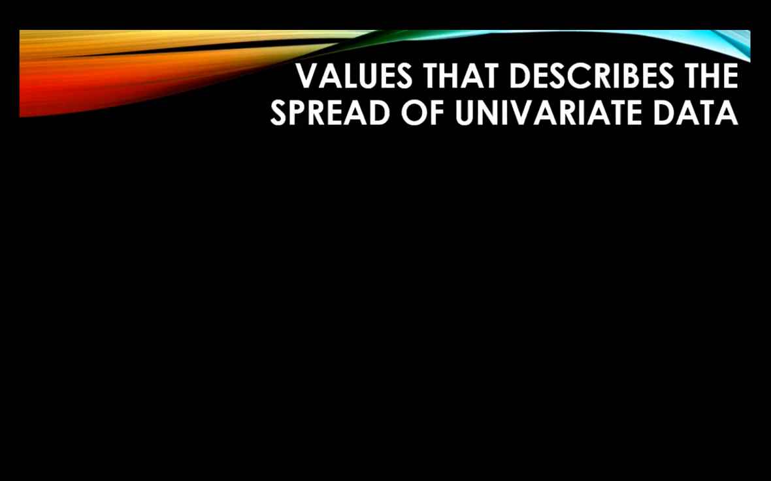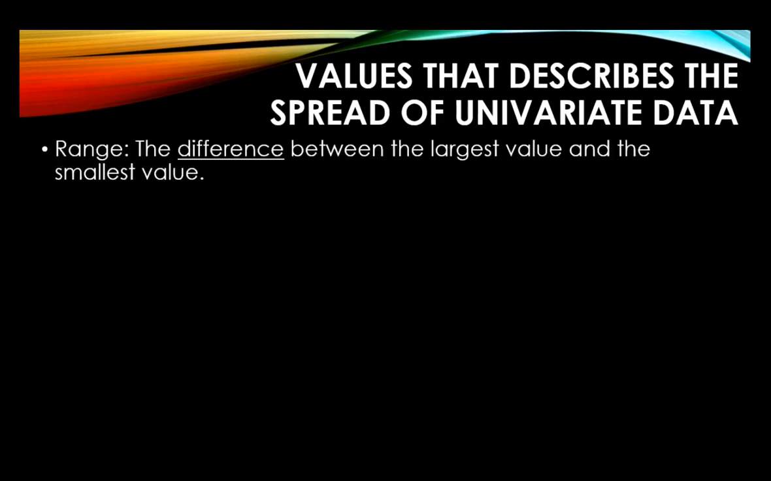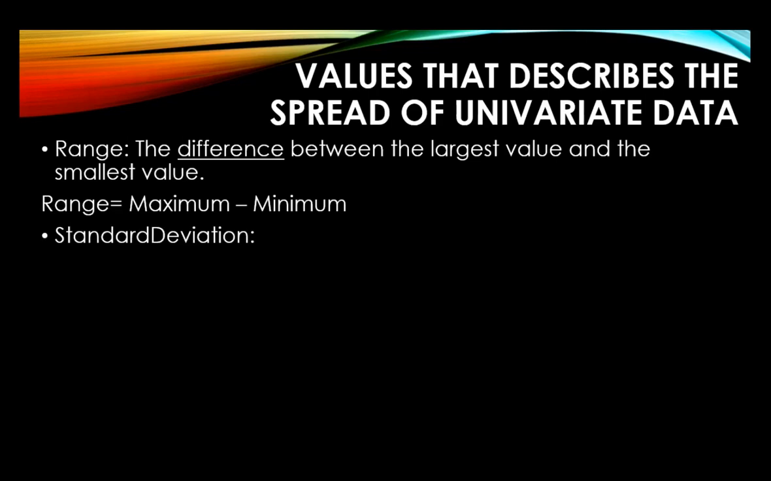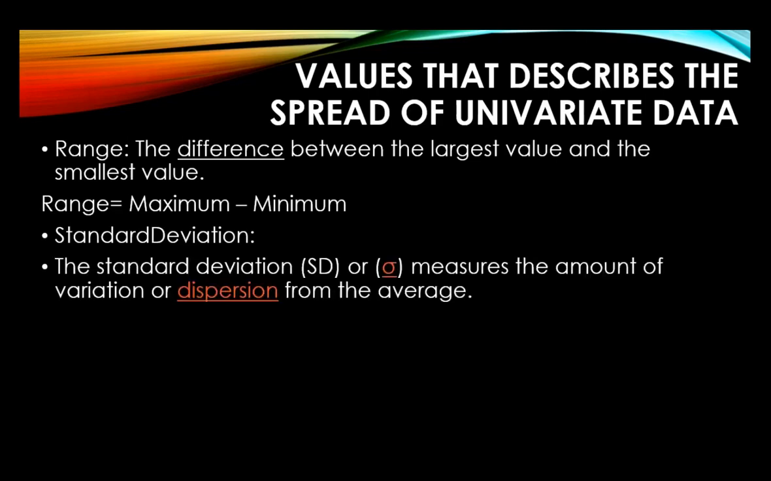Now let's talk about the values that describe the spread of the univariate data, or dispersion. The first one is the range, and the range is the difference between the largest value and the smallest value, or the maximum value minus the minimum value. The second value that describes the spread is the standard deviation. The standard deviation measures the amount of variation or dispersion from the average, and sometimes is given the notation sigma.